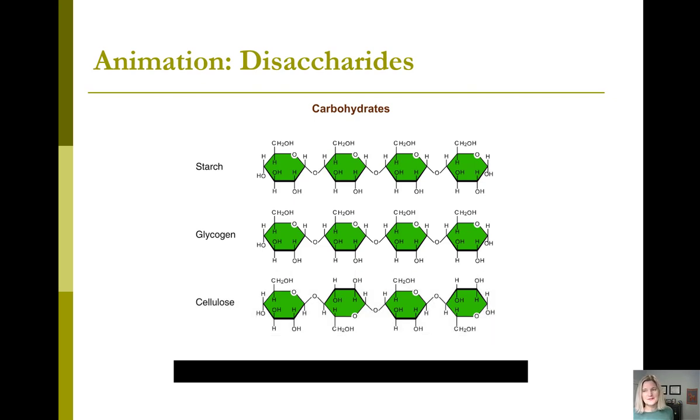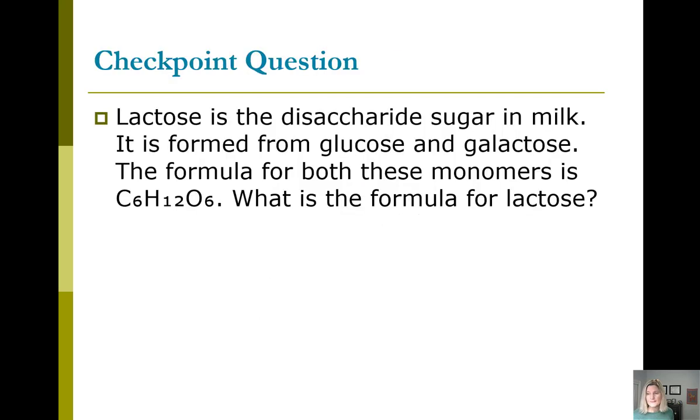Okay, so that was an overview of carbohydrates in general, but we also saw how the disaccharides are forming. And we'll get into the polysaccharides in a minute, but that gave us the function of not only the glucose and the monosaccharides, but also the different functions of the polysaccharides: starch, glycogen, and cellulose. So let's do a checkpoint question.